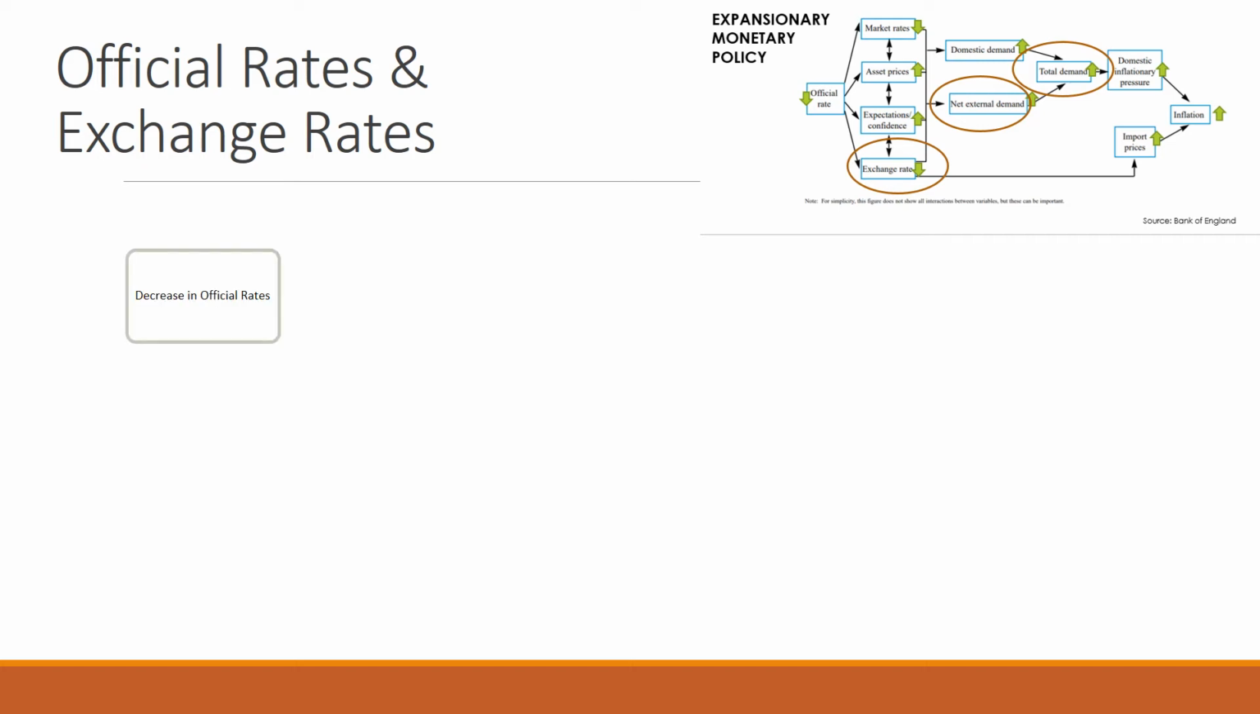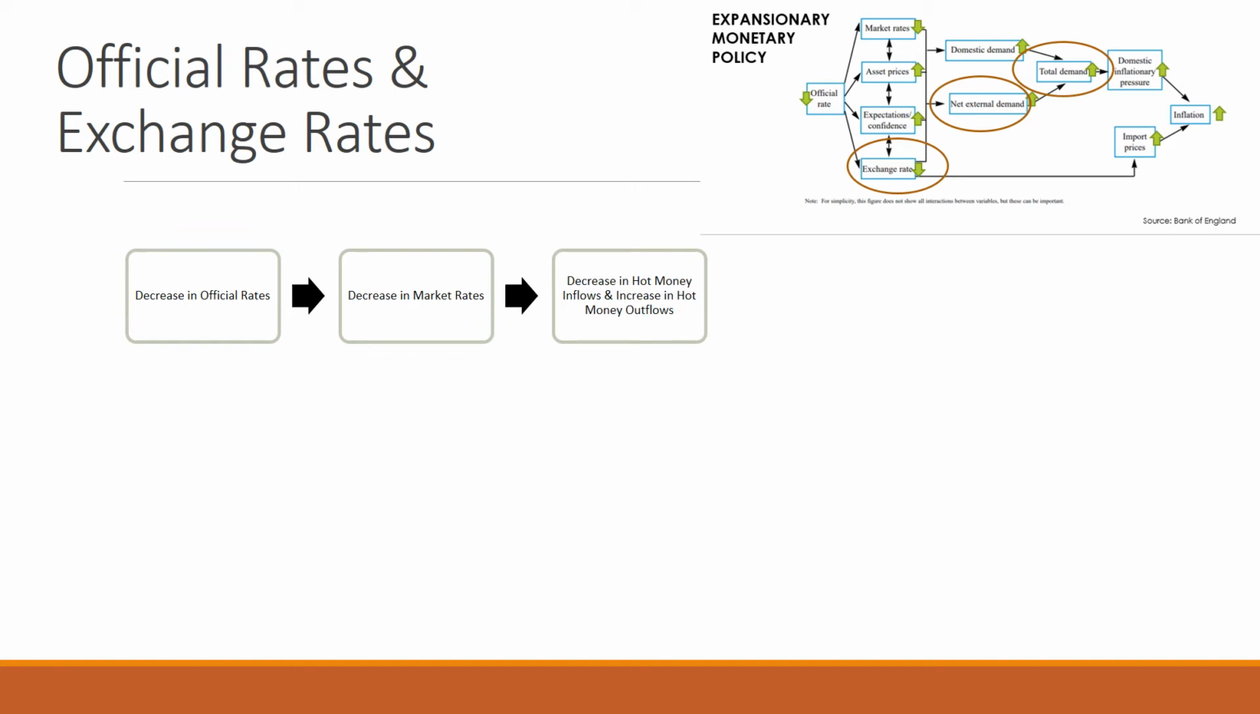Okay, so when there is a decrease in official rates, let's say specifically the base interest rate set by the Bank of England, this will then lead to a decrease in domestic market rates. This will make British assets, such as British bonds, relatively less attractive to international investors, decreasing the demand for British assets or equity. In other words, there will be less hot money inflows into the UK, and equally, there will be an increase in the demand for foreign currency assets or equity by British investors, leading to an increase in hot money outflows from the UK.